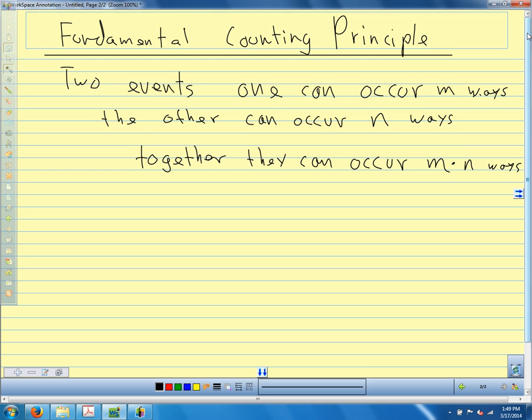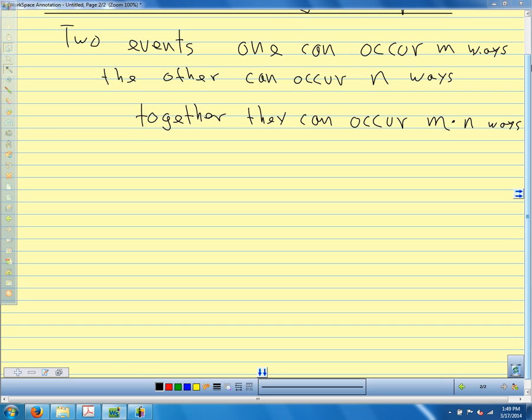So let's look at an example of using the fundamental counting principle where we have to be careful with replacement or no replacement. Let's say we want the number of arrangements of 3 letters from the alphabet.